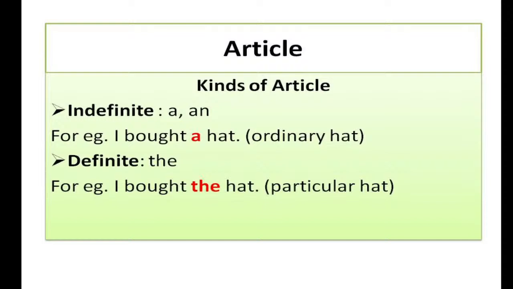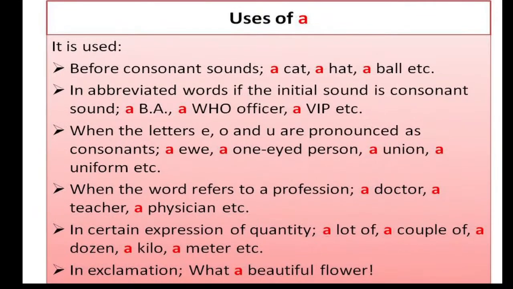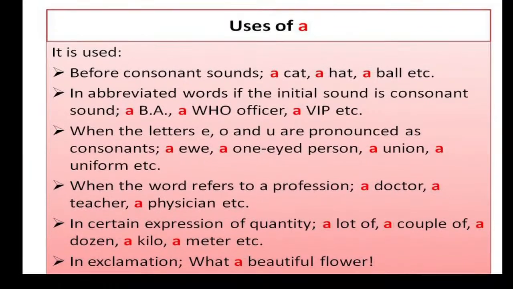Now the first is article. See there, kinds of article: indefinite, a, an. For example, I bought a hat, an ordinary hat, okay. Definite, the. For example, I bought the hat means here we are talking about one particular hat which the listener also knows very well. Now next slide, see there. Uses of a. It is used before consonant sounds like a cat, a hat, a ball. In abbreviated words or short forms, where the initial sounds will be consonant: a BA, a WHO officer, a VIP, etc.